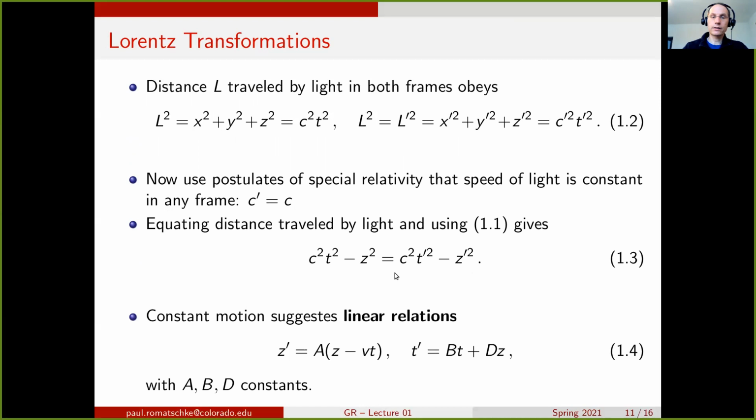Since we have a constant velocity, we expect that the relation between the unprimed and the primed coordinates is linear. And the way we set this up is that we say the primed coordinate is a constant a times z minus vt. And the primed time t prime is a linear combination of time and z in the unprimed frame, where a, b, and d are all constants.